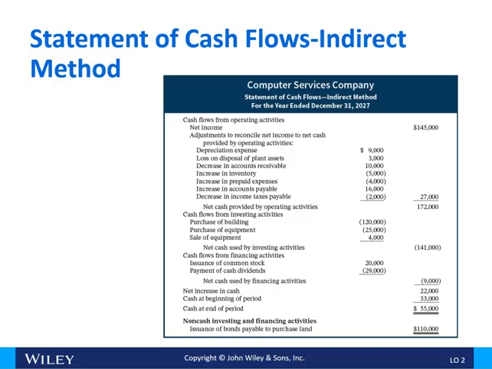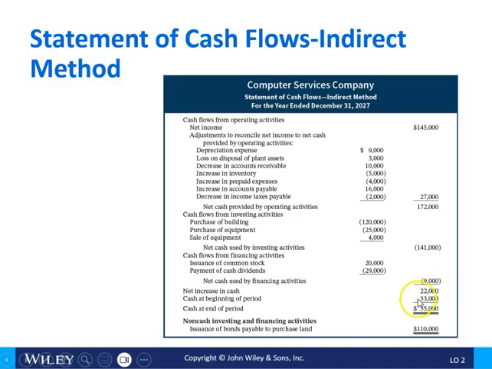So using that information, adding it to what we had done for the operating activity section, this is what the cash flow statement would look like for Computer Services Company. Under investing, we have the purchase of the building, the purchase of equipment, and then the sale of the equipment. Under financing, we issued common stock, so we received cash for that.